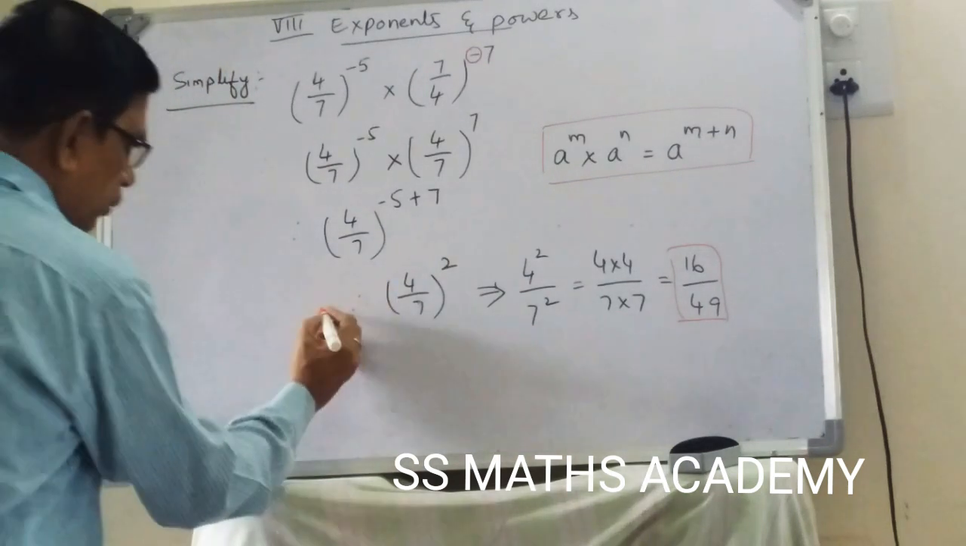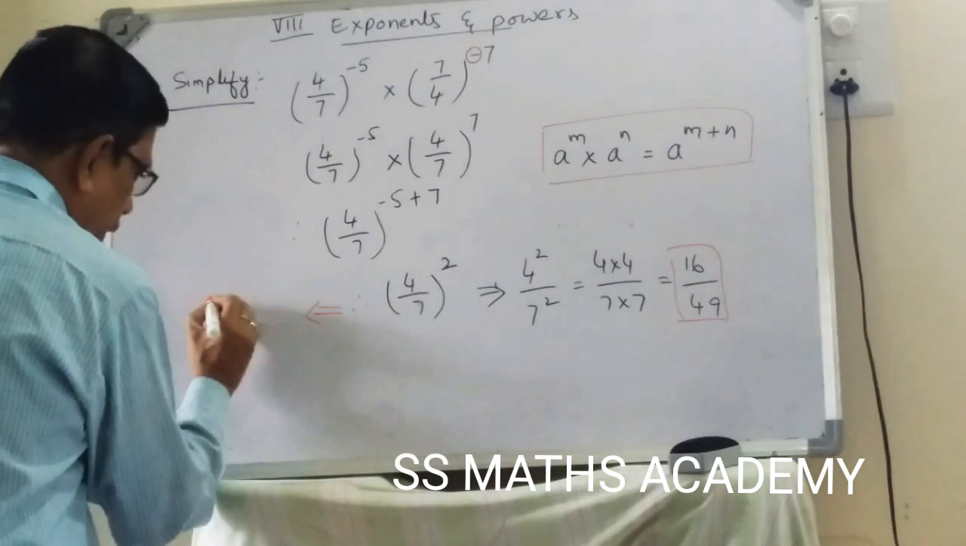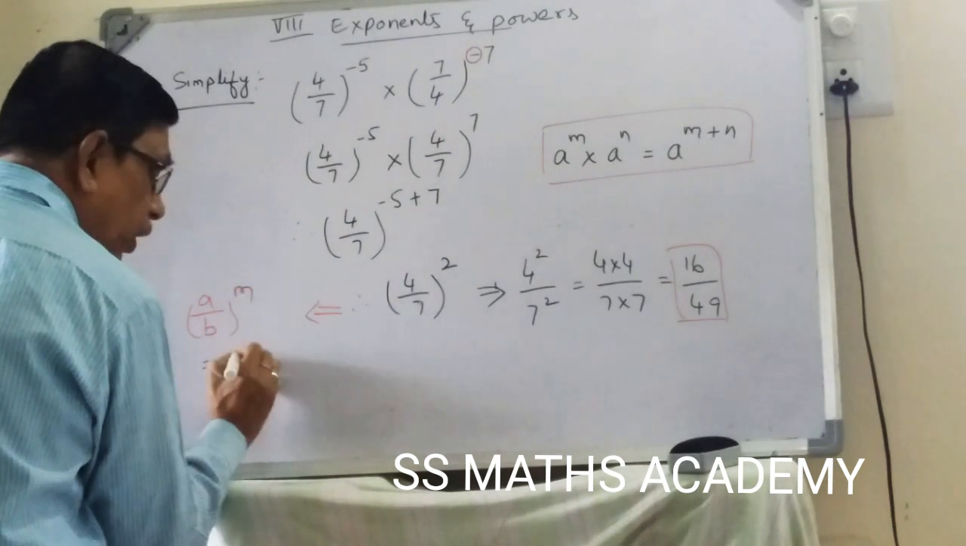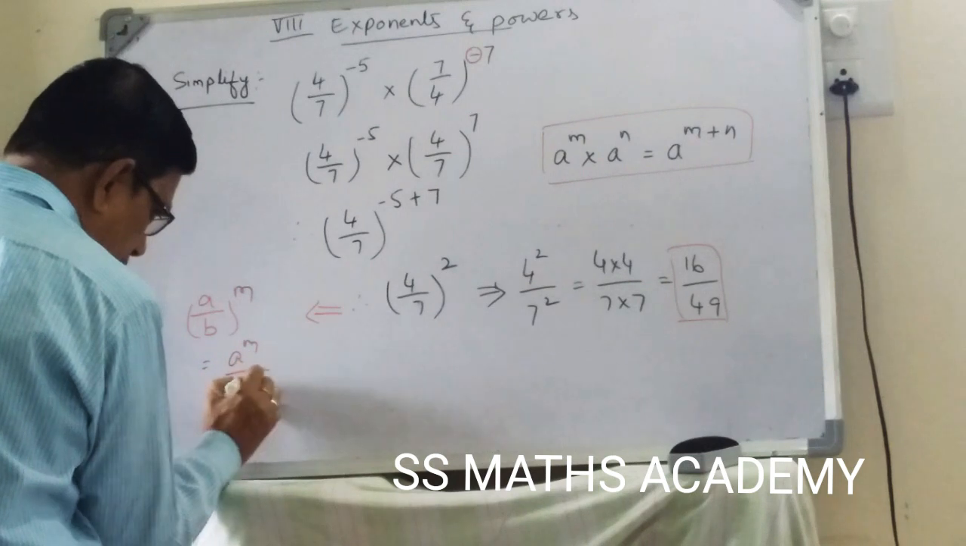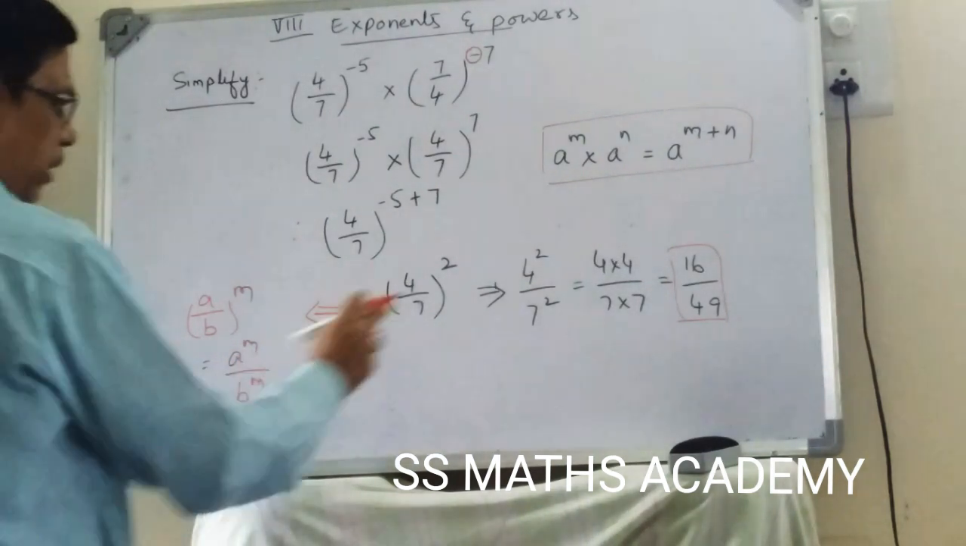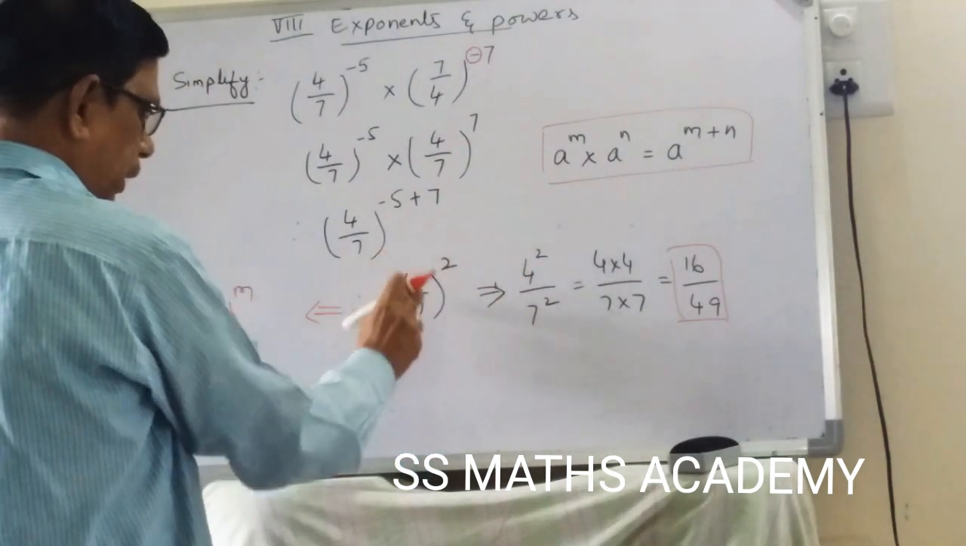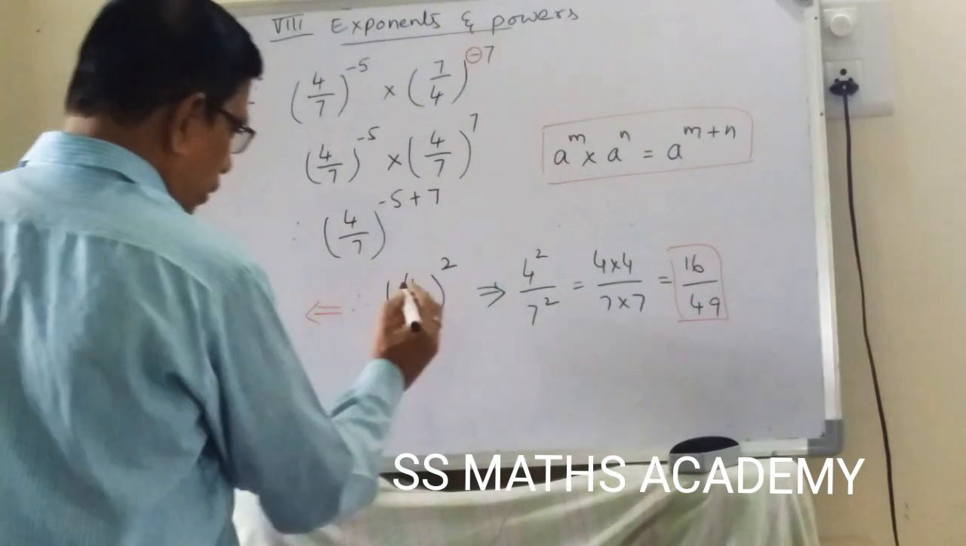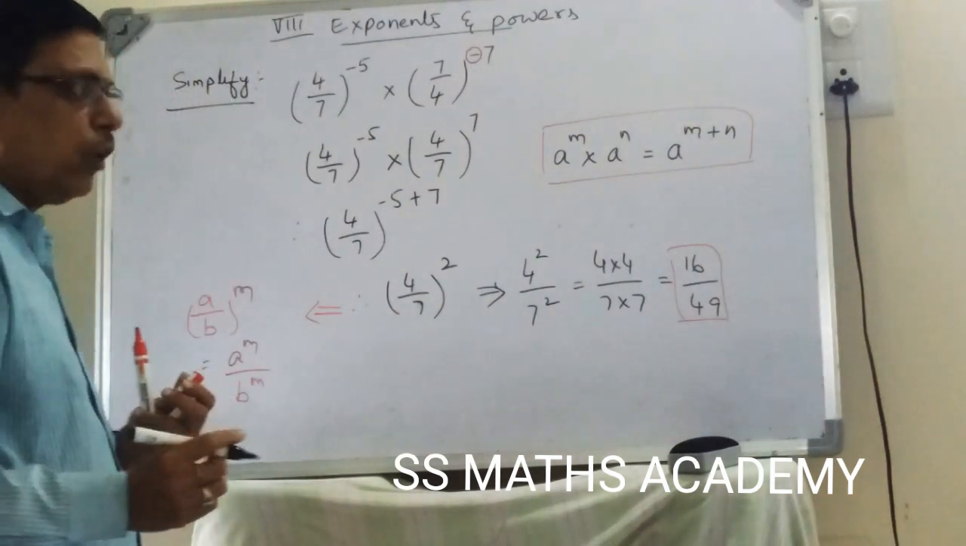Now here, which formula do we use? (a/b) to the power of m is equal to a to the power of m by b to the power of m. This is the formula we used here. The power 2 we need to write for 4 and we need to write for 7. Understood, all of you?